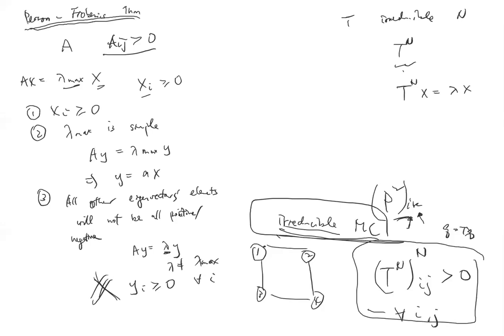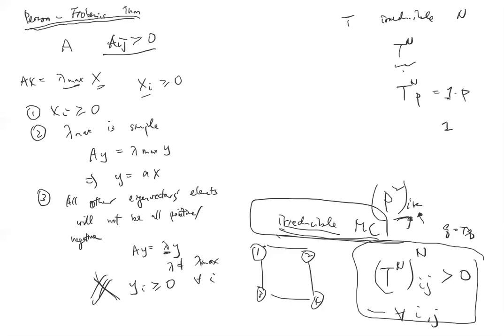Let me continue with that. Here I will jump a little bit ahead. I know the maximum eigenvalue will be one. Let me use P here just to remind you that it's actually the probability. So I have T^n P equal to P, and the maximum eigenvalue is one. Therefore P is unique.